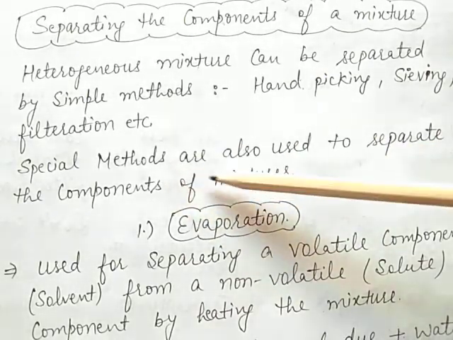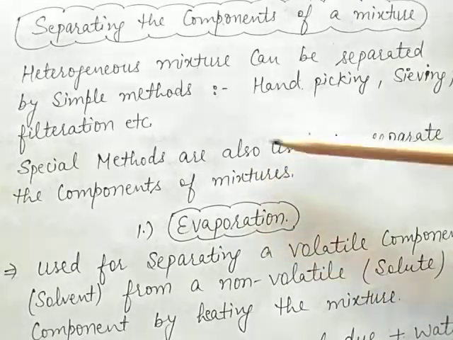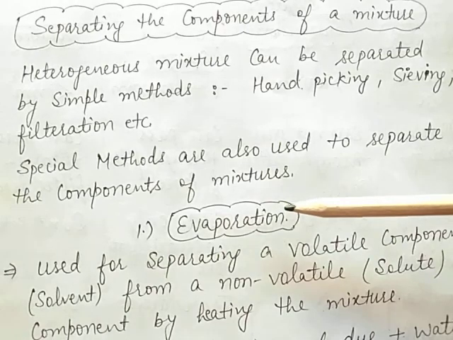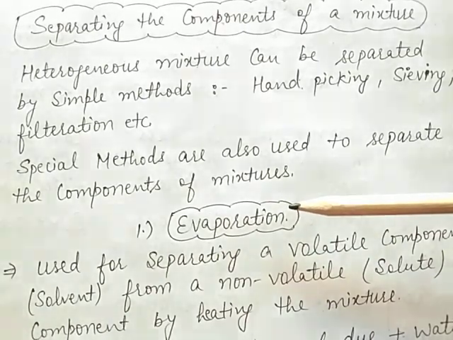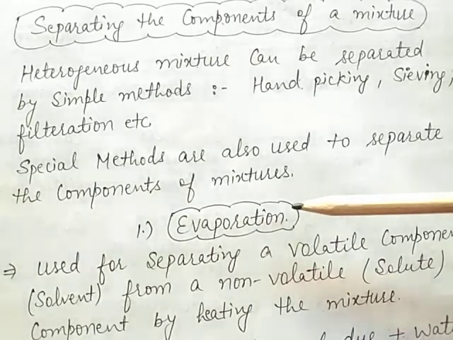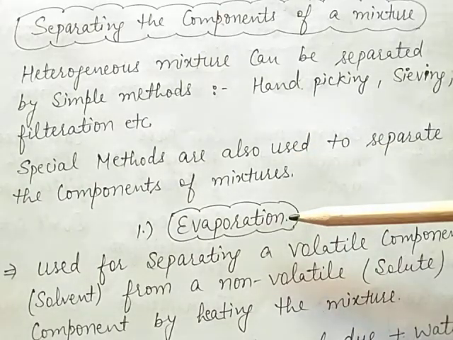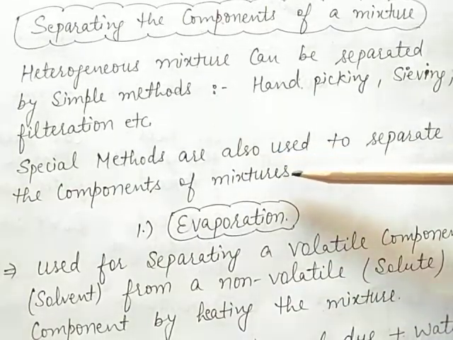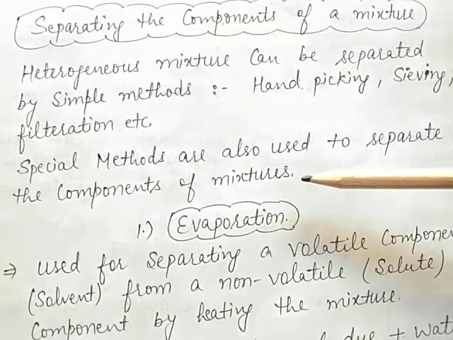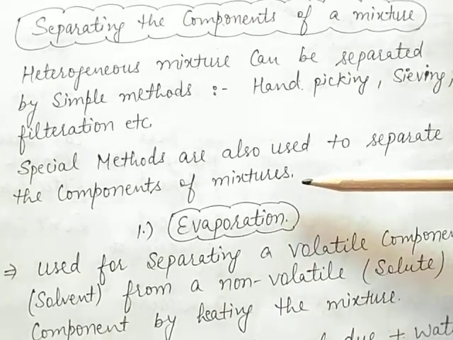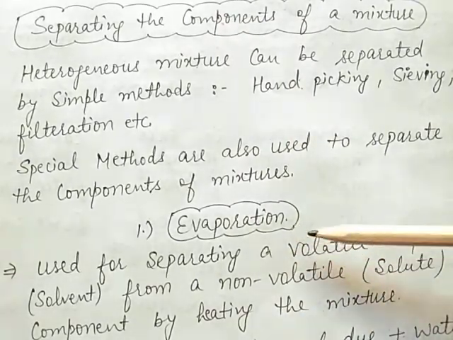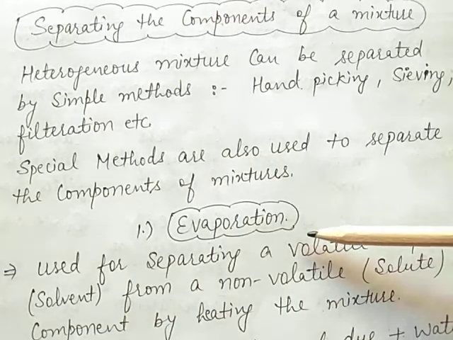Some other special methods are also used to separate the components of mixtures, like evaporation, centrifugation, separation by using a separating funnel, sublimation, and distillation. All these are special methods used to separate the components of mixtures. Example: separation of the colored component from ink, like dye from ink. Now today I will discuss the evaporation method.